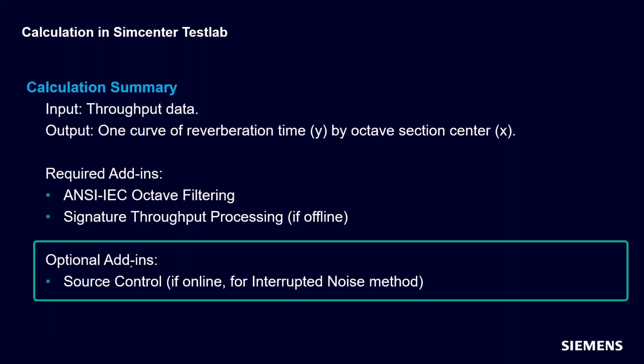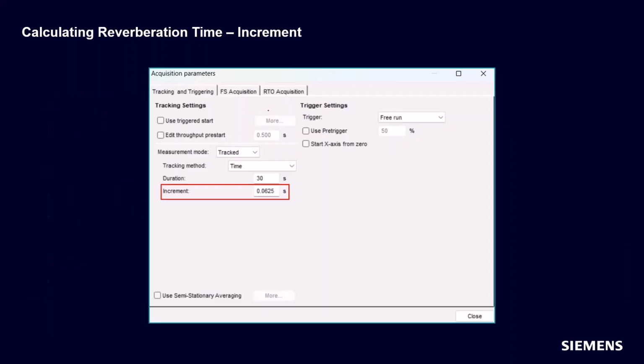And if you're measuring this online, so while connected to hardware and actually taking data, we need to have the source control active in order to use the interrupted noise method. So sending out a source to a speaker to build up a random environment in the noise chamber. I'd like to call out two properties that are very important when setting or calculating reverberation time, because these are really the most important parameters to set here, and they're also the most difficult to set.